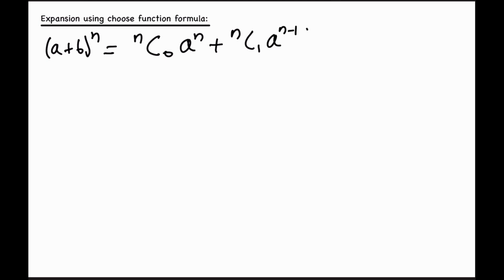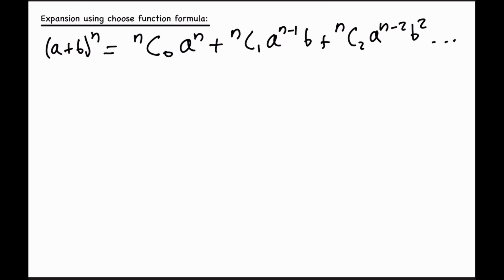Now let's move on to expansion using the choose function formula. So we're going to generalize this now as a formula. If we want to expand something like a plus b to the power of n, we know that we're going to get n choose 0 times a to the n times b to the 0, which is just 1, plus n choose 1, a to the n minus 1, times b, plus n choose 2, a to the n minus 2, b squared, and so on.